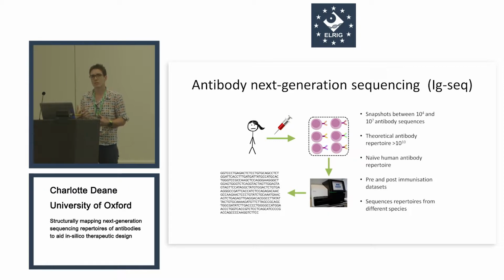One of the things that I think is important to remember about this data is, of course, it's always still a snapshot. The theoretical antibody repertoire that each one of us is carrying is much, much larger than any of these numbers. So it sounds like we have a massive set of data. We do, but it's still only a sample of the real data we want to deal with.